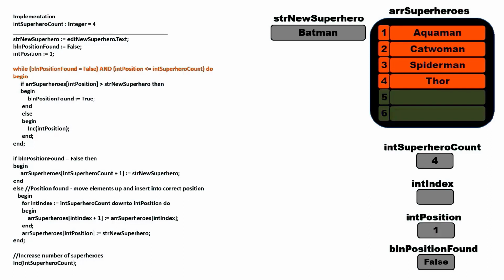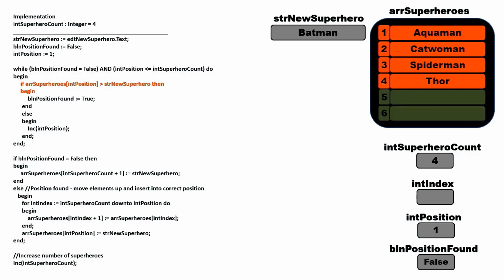Then we use a while loop that must cycle while the Boolean is false, and while the position is less than or equal to the number of names that are already in the array. At this point, the Boolean is false and the position is 1, so it is less than 4. So none of the conditions prevent the compiler from entering the loop for the first time.